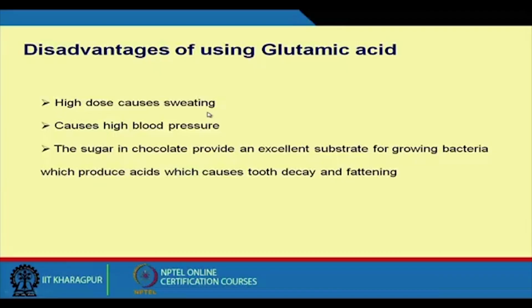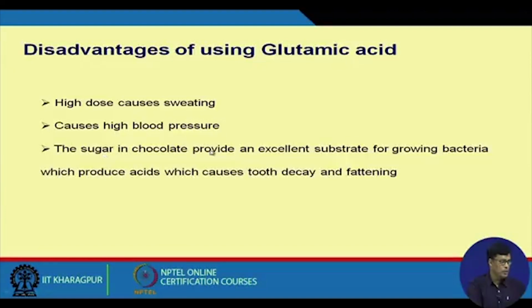Now, there are several disadvantages of glutamic acid. A high dose causes sweating, this is one disadvantage we have. It causes high blood pressure. This is another disadvantage we have.